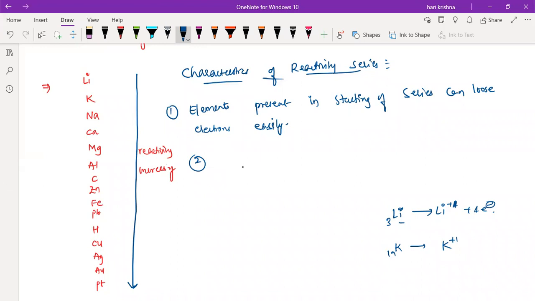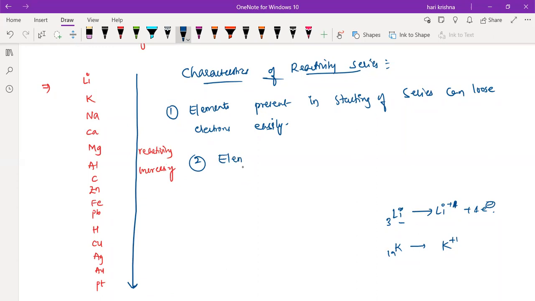See, again, the reactivity series is based upon the atomic size, and everything also will come into the picture, actually. So if you study the periodic table properly, from top to bottom the atomic size will increase. There again, you'll study the metallic character separately in that chapter. At that time, we will discuss that one, okay? So next one.